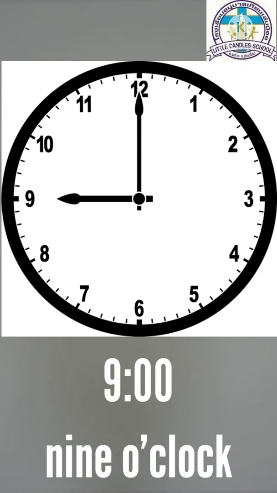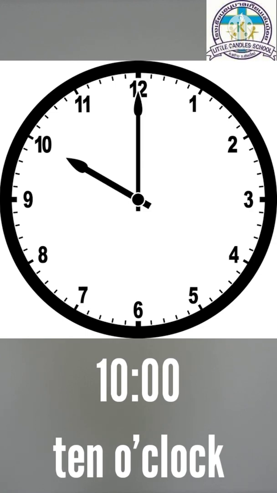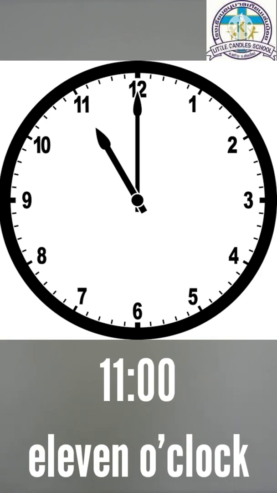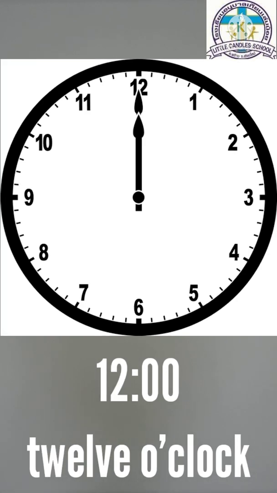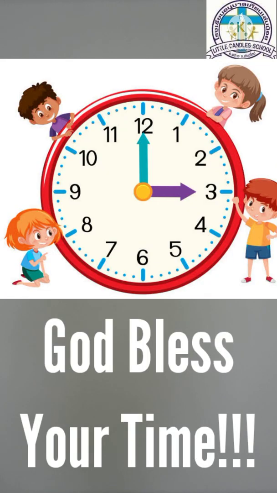9 o'clock. 10 o'clock. The short hand is pointing to number 10 and the long hand is pointing to number 12. 10 o'clock. 11 o'clock. The short hand is pointing to number 11 and the long hand is pointing to number 12. 11 o'clock. 12 o'clock. Both the short hand and the long hand are pointing to number 12. 12 o'clock. Understand? Very good.